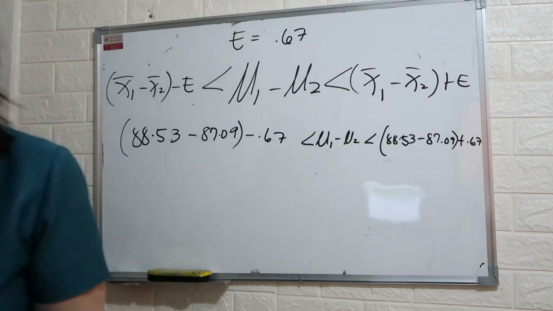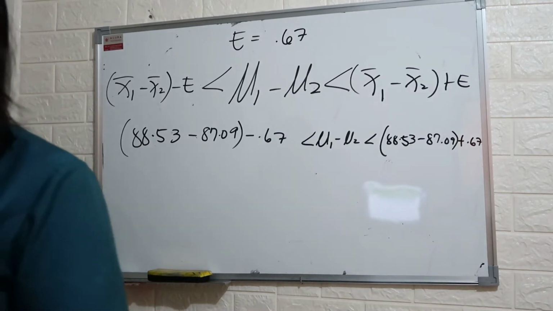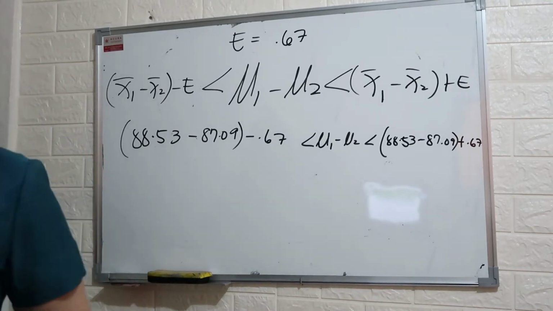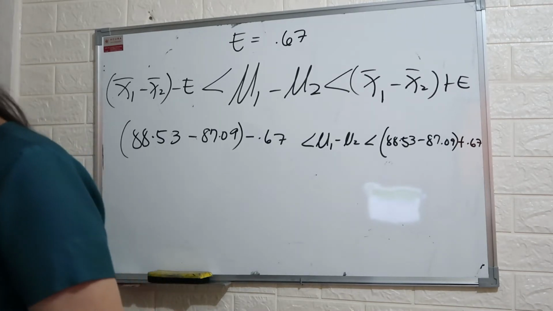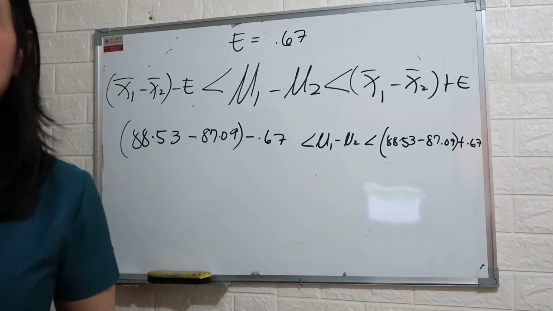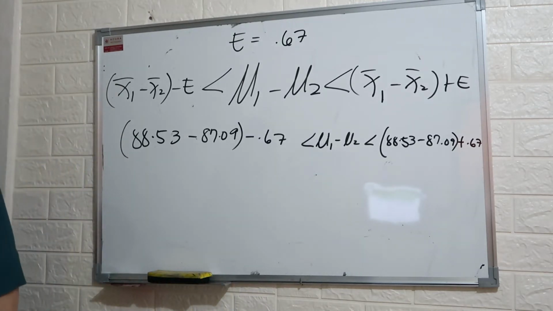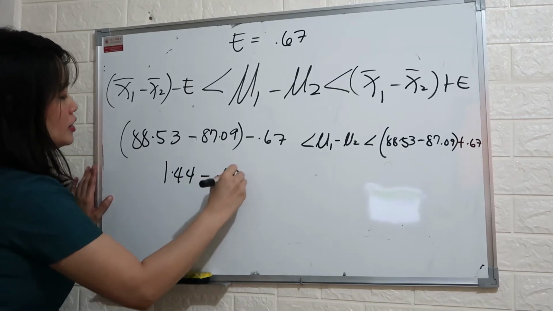What is the answer? 88.53 minus 87.09. What will be the answer? Can anyone give me the answer? 1.44. Okay, 1.44 minus 0.67.